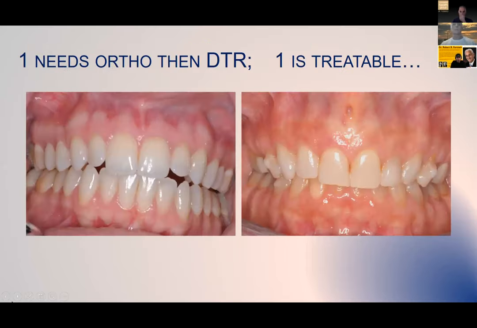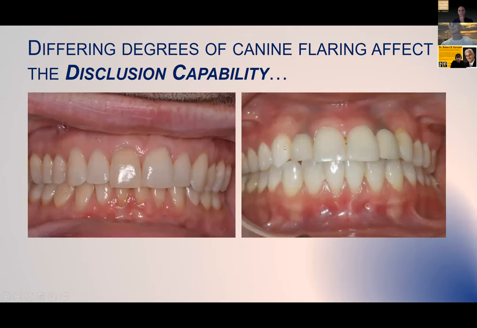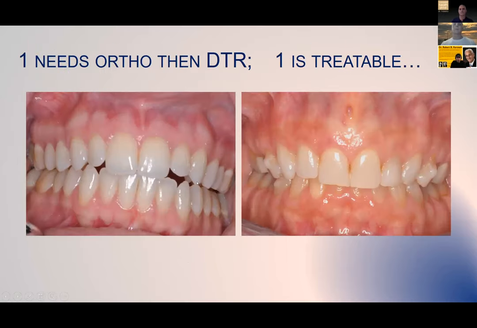And this is worse. Sorry, my mouse is a little active. I'm trying to move fast. Canine flaring. That makes it very hard to disclude someone. And so this case would require more precise corrections than this case would. And here's a patient that needs ortho.